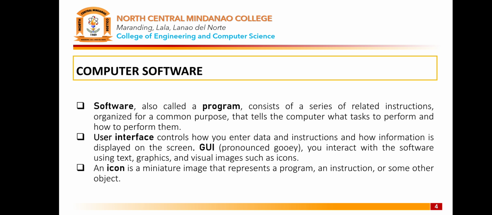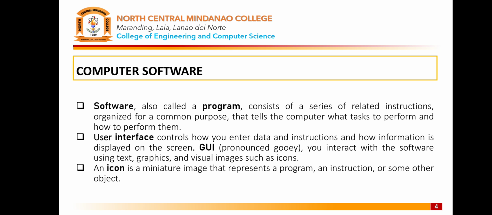And we actually interact with a program through its interface. Now when you say user interface, it controls how you enter data and instructions and how information is displayed on the screen. So basically that refers to everything we see on the screen. The other term for this is the GUI, and you interact with the software using text, graphics, and visual images such as icons.